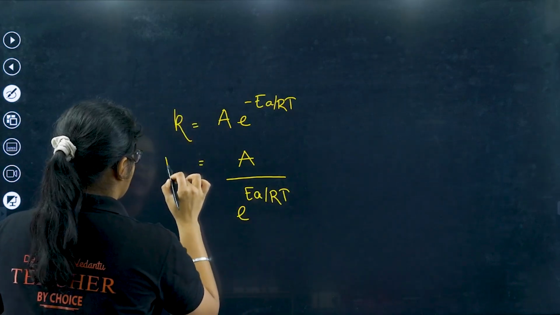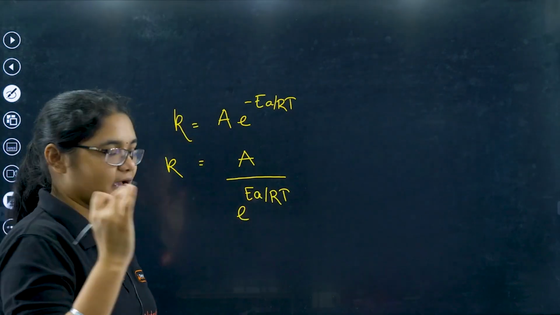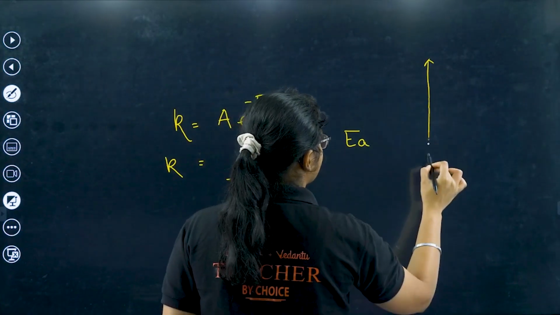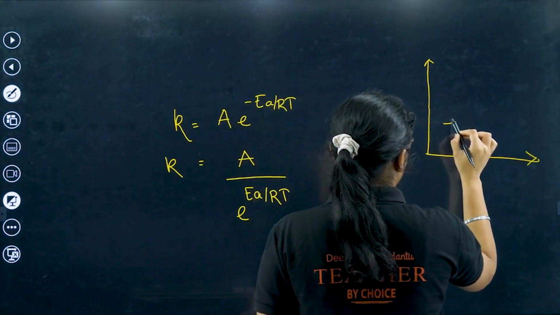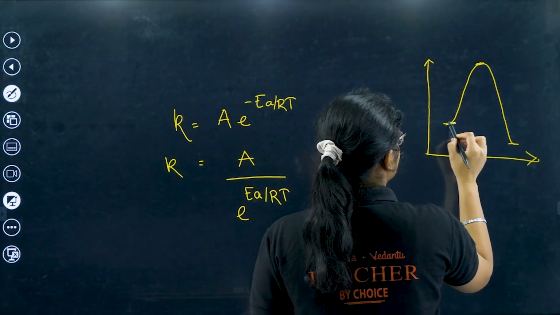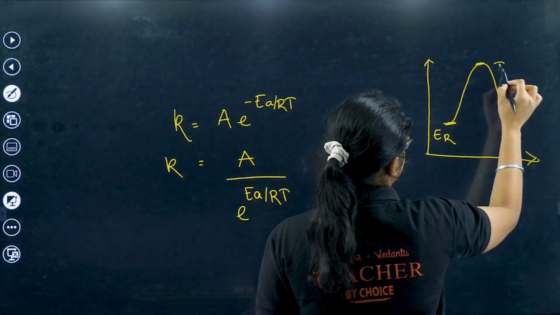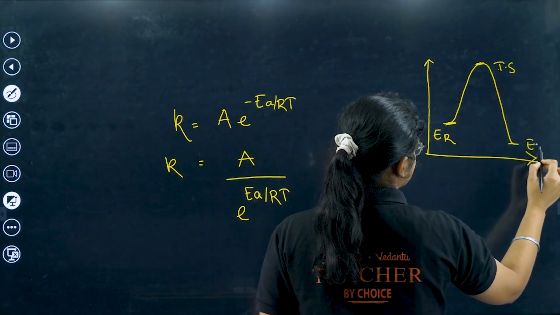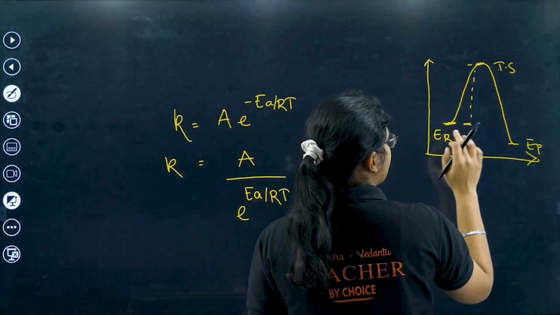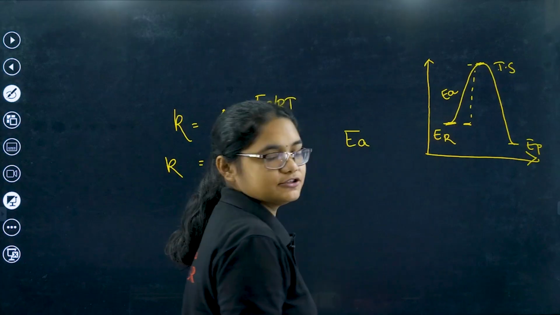Now let me tell you a scenario. Suppose the activation energy is very high. What will happen? If you remember, for a reaction, this is the energy of the reactant, this is the transition state, and this is the energy of the product. The energy required from the energy of the reactant to the transition state is called the activation energy, right?